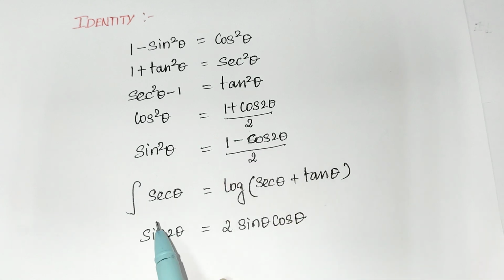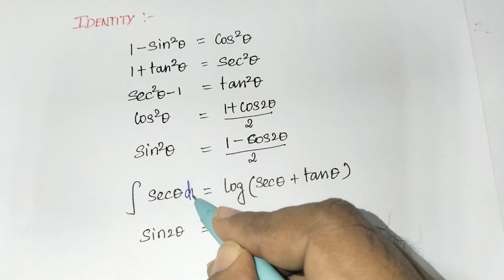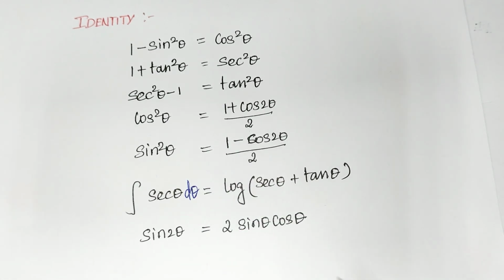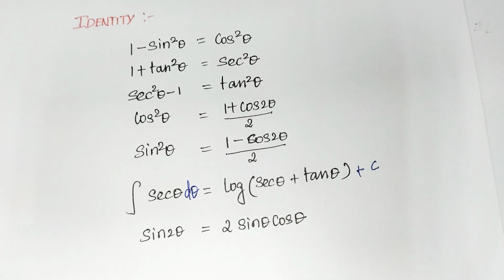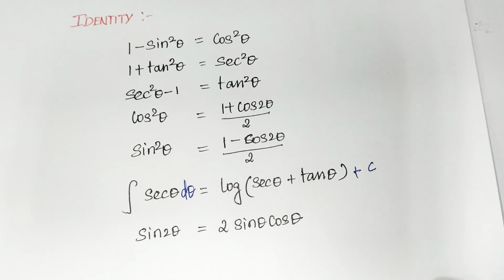And one more term: integral sec theta d theta means you should write log of sec theta plus tan theta plus c. Indefinite integral means finally we have to add one constant. And sin 2 theta equal to 2 sin theta cos theta. These are all you should know. While doing the problem, I'm going to apply all those things. Okay, so we'll start the problem now.